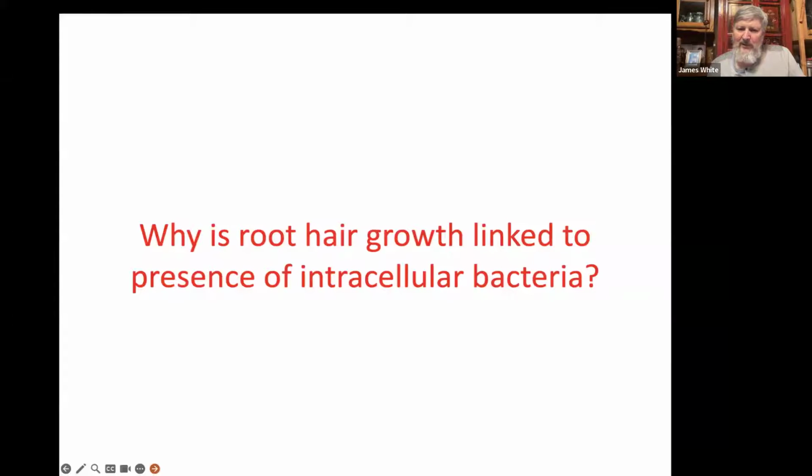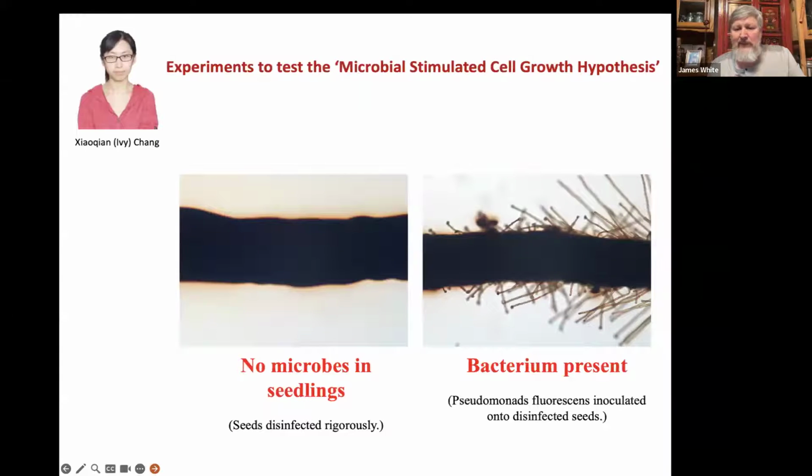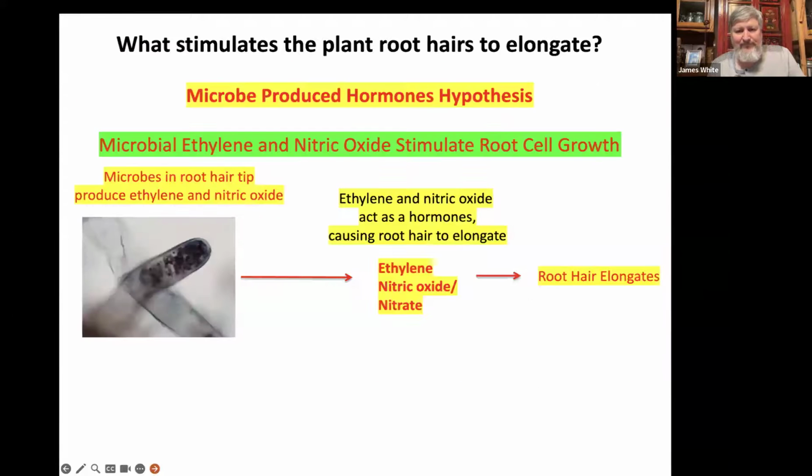Okay, and I've already talked about this. Why is root hair growth linked to the presence of intracellular bacteria? It's because they make hormones. That's why. And those hormones I've already talked about: ethylene, nitric oxide, and some of that turns into nitrate when it's oxidized, by the way. And so you'll get nitrate in there.